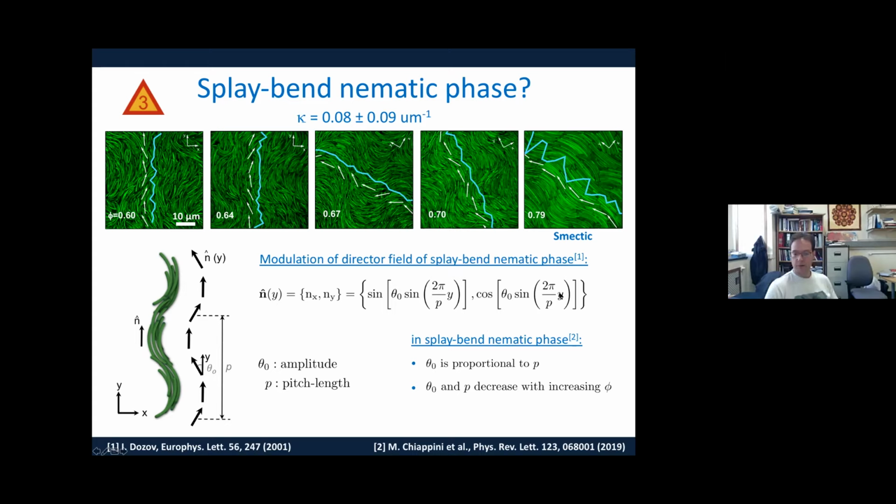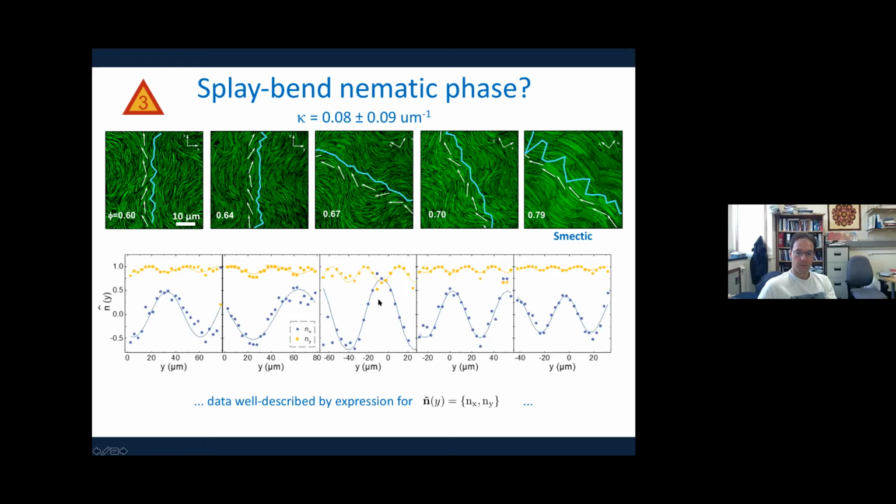And that's all good and well, but the point is that it doesn't really distinguish between, say, a smectic, a splay-bend nematic phase and a biaxial nematic. So it's not only the fact that we can describe it; what is more important is that from fitting these data, we can extract the pitch length and the amplitude.